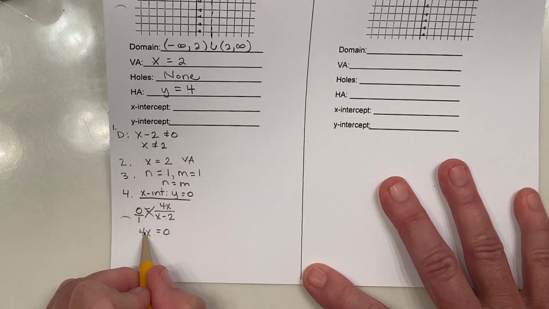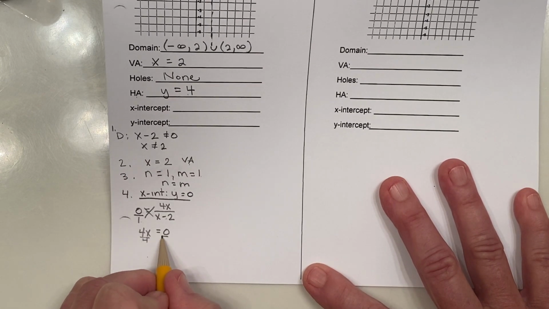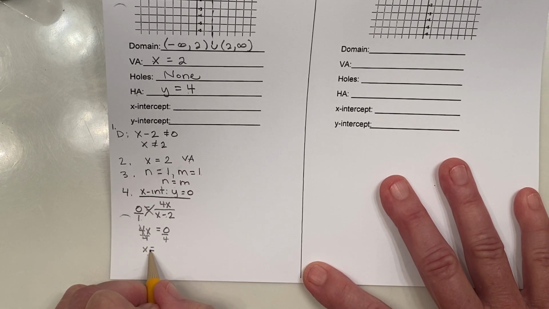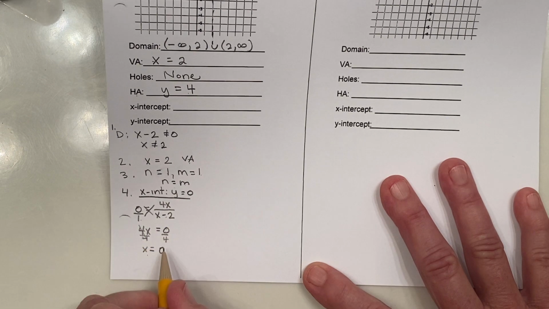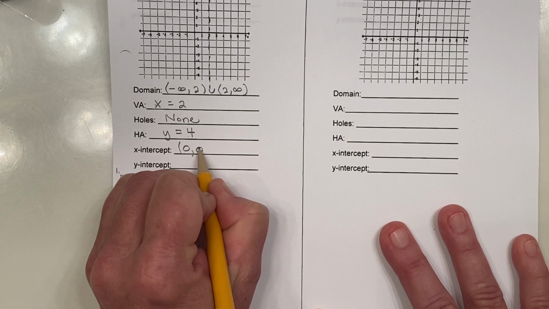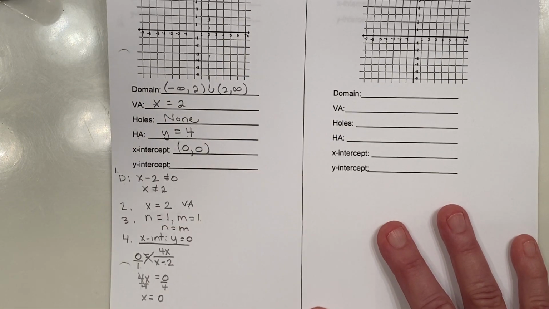To get x by itself, since I'm multiplying, I divide out the 4's. x equals 0 over anything. When the 0 is in the numerator, not the denominator, our answer is just 0. So remember, y was 0 and x is 0. So the x-intercept is 0, 0, the origin.